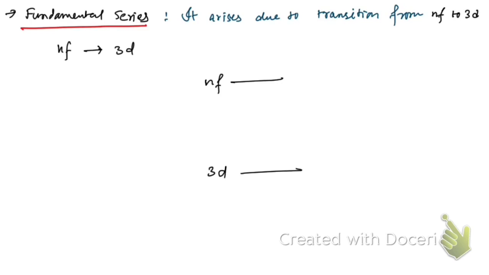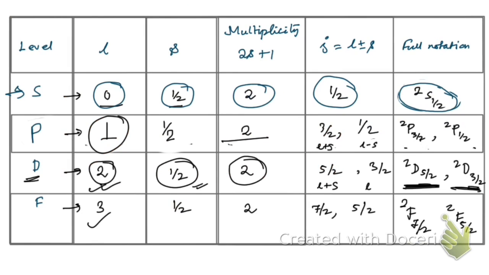So transition from this one to this one will be possible because del L should be plus minus 1, and for F L is equal to 3, and for D L is equal to 2, so difference is definitely 1 here. So that's why this transition is possible. Now let me go to the sub levels. So here you see, let me check the table.